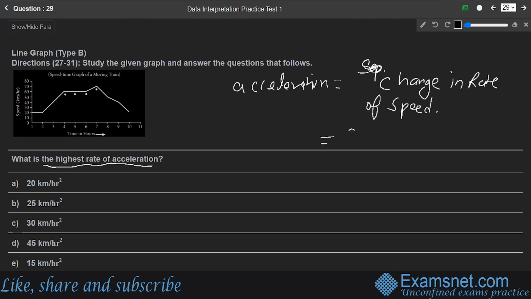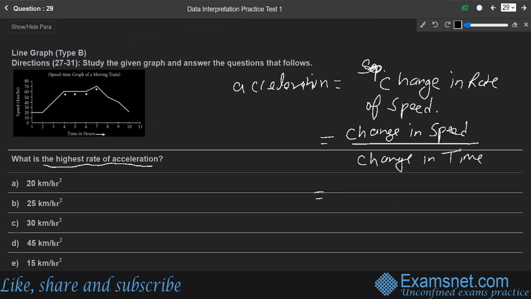Or by definition, we can write it as change in the speed divided by change in the time. That is how we can represent it. So let us quickly see what the change in speed is, since he's asking for the highest acceleration. Let us see different changes in the speed, and this has to be across the per hour duration only.